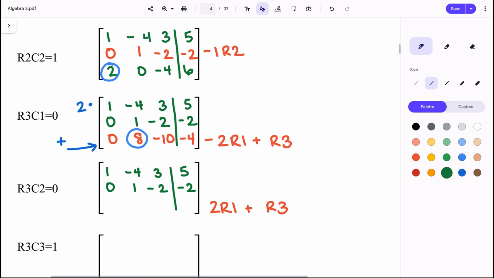Well, that's okay though. That's going to happen sometimes. Okay, we'll get there. So let's take 2 times 1, which would be 2, plus 0 would be 2, right? Oops, let me write that right. 2 times -4 would be -8, plus 8 would be a 0. 2 times 3 is 6. 6 plus -10 would be -4. 2 times 5 is 10. 10 plus negative 4 is going to be 6.